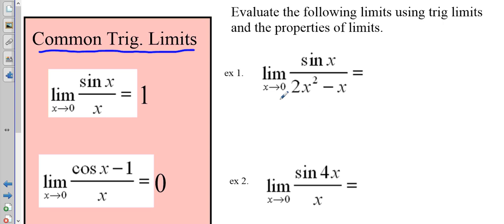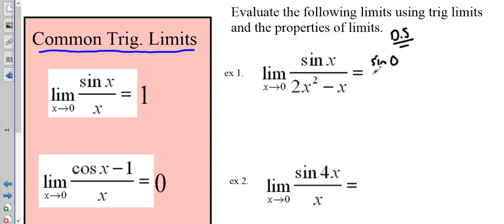First example, and I have several we're going to do: sine of x over 2x squared minus x. Like you do with anything, no matter what type of function, try direct substitution and see if it's consistent. Probably not, but we plug in sine of 0.